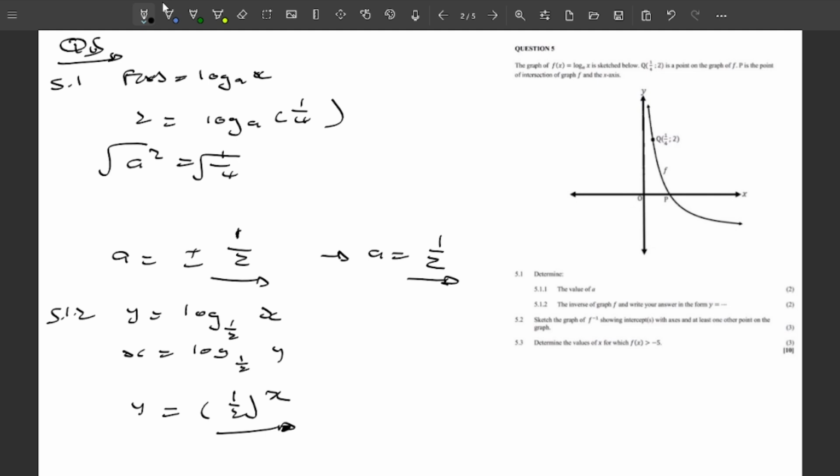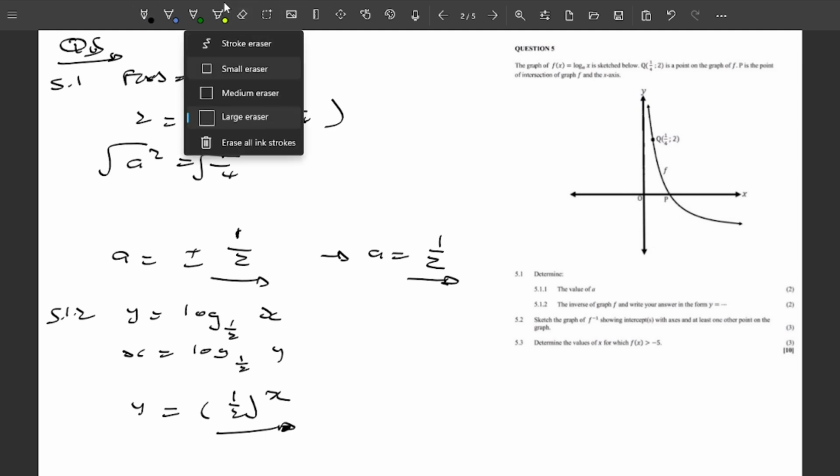So this is the answer for 5.1.2, and this is how you find the inverse graph of f. You just interchange the values. The first step is just to interchange the x and the y values. After interchanging them, you can then move on to simplifying it from there on. You would get a mark just for doing that.